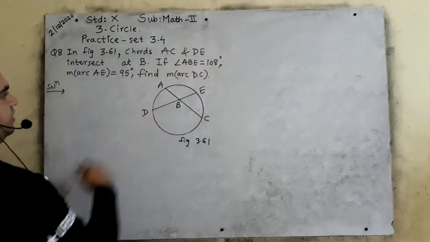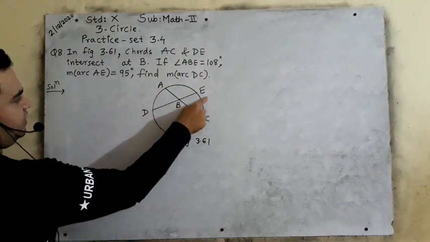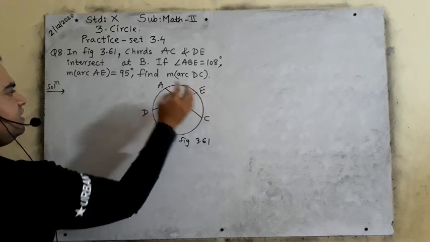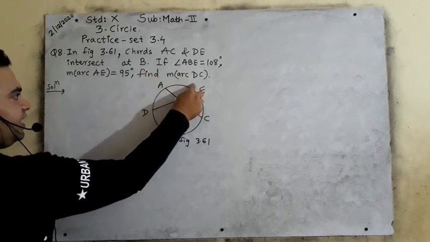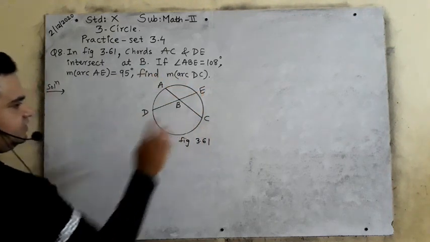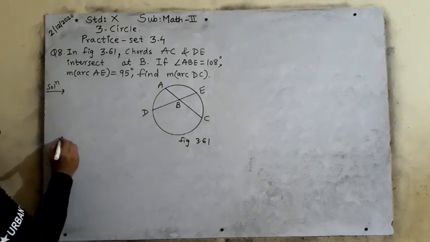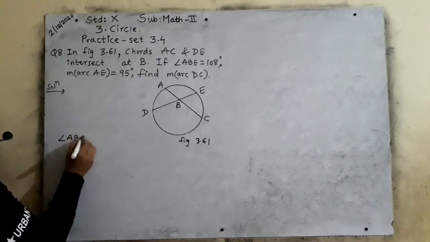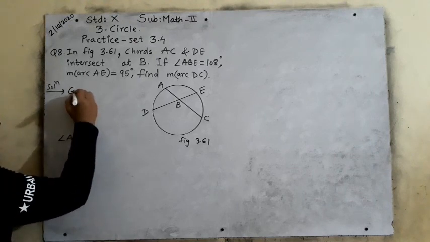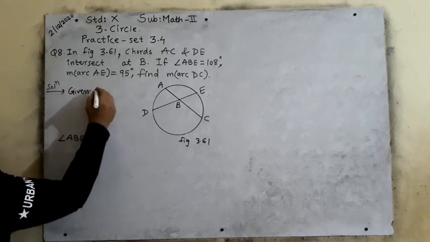If we are talking about angle ABE, we will include arc AE and arc DC. Is it clear? We will write the answer over here. Solution, angle ABE. What is given? Just tell me what is given. You will write the given things.